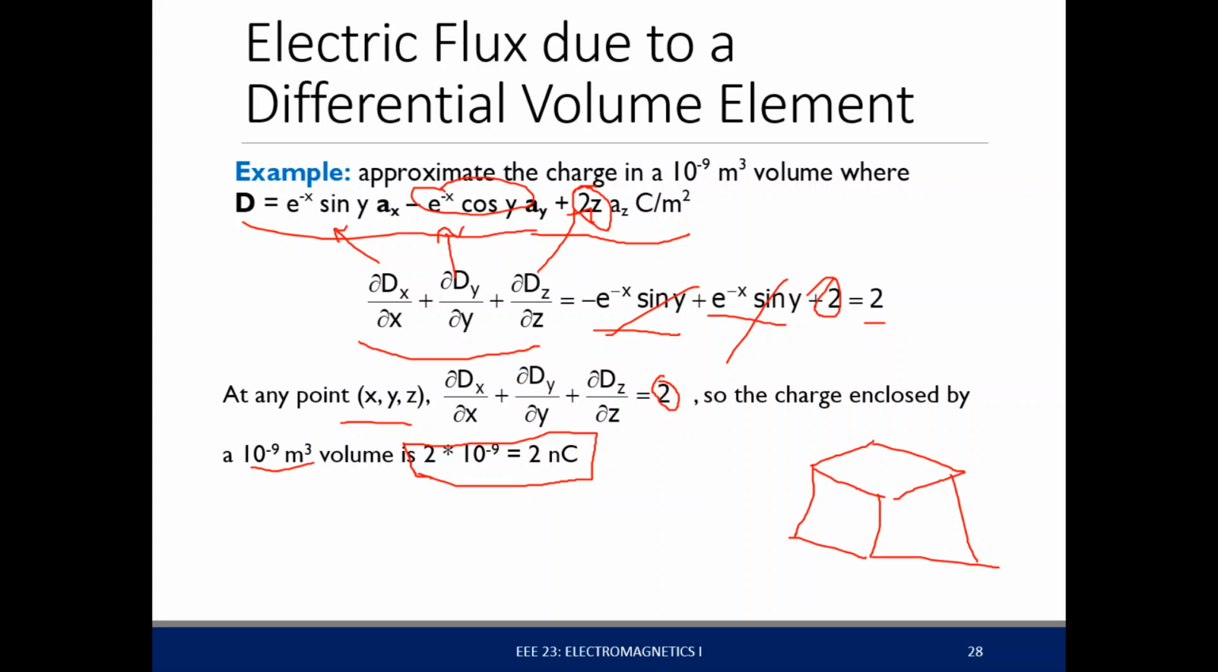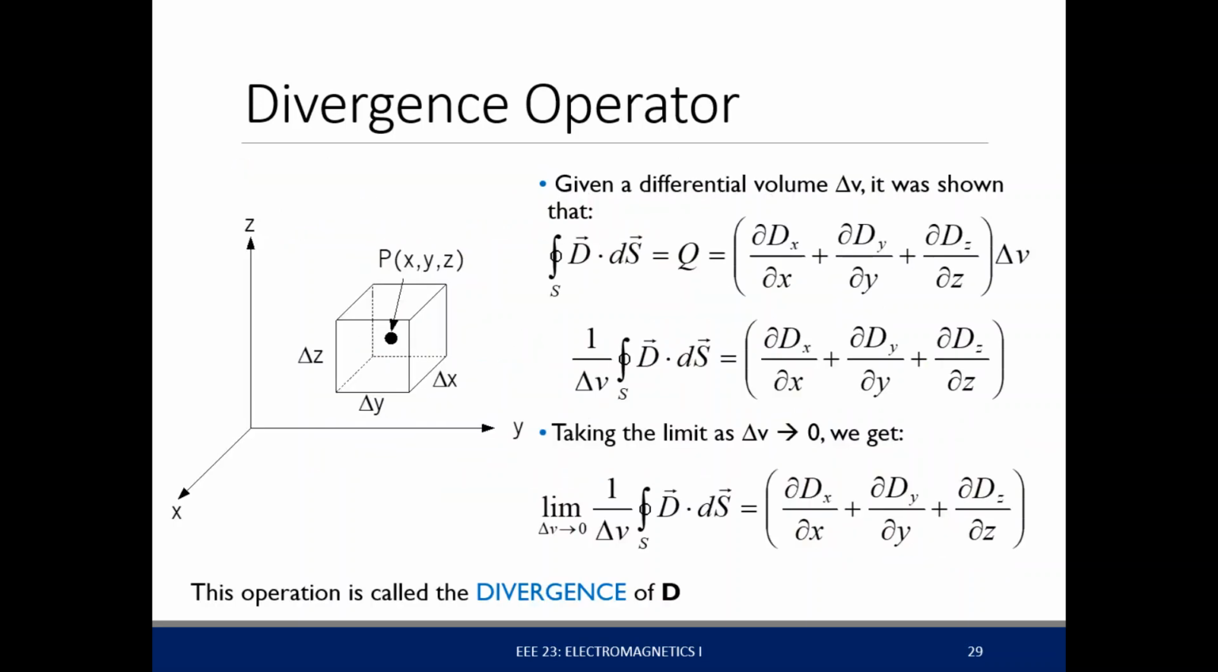So this small volume is 10 to the minus 9. Okay. So 10 to the minus 9 meter cubed. Okay. And basically the charge inside is 2 nanocoulomb. So there's a charge inside here. I don't know what shape it is, but the total is 2 nanocoulombs.